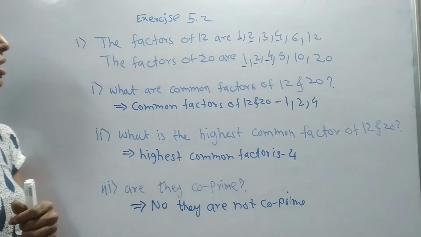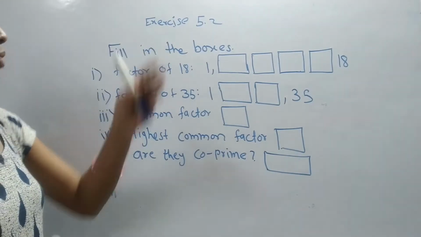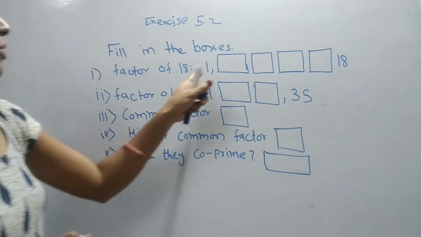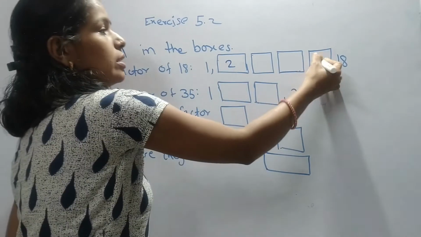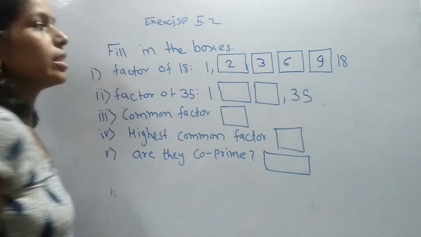Okay. Now let's solve the second question. Here you have to fill in the boxes. What do you have to write? Factors of 18. We know that after 1, 2 is a factor of 18 and 2 9s are 18. After 2, 3 is a factor and 3 6s are 18.